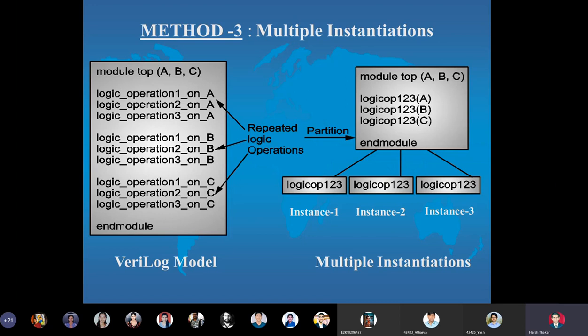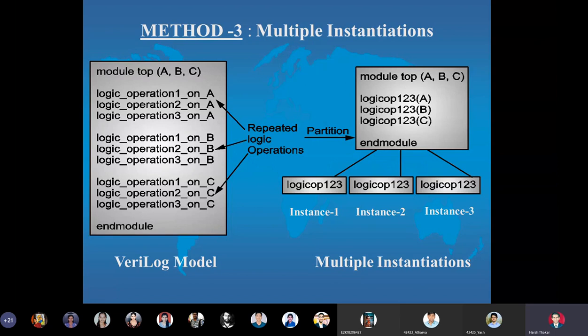But you see how they have been written. The first section performs 3 different logical operations on A, then 3 different logical operations on B, and then 3 different logical operations on C. But we are seeing here that logical operations 1, 2 and 3 are repeating. So logical operation 1 is performed on A, B and C. What is the point? 9 statements have been written.